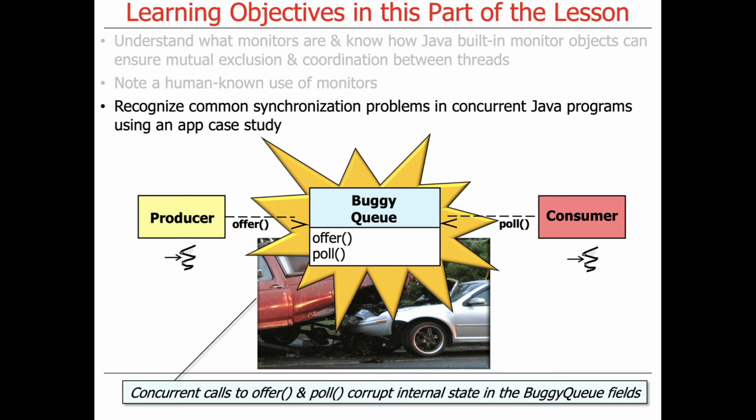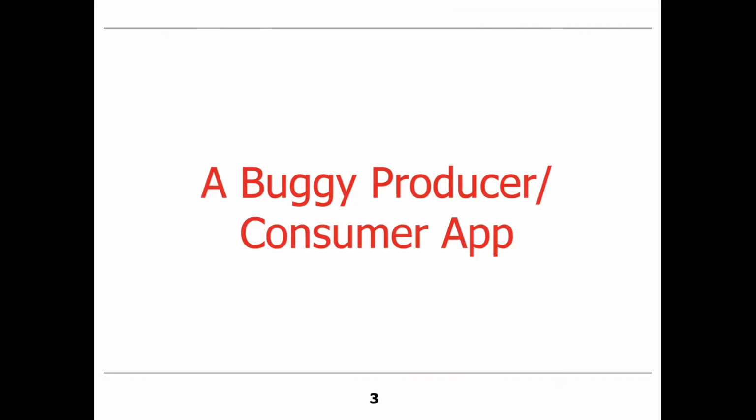The way this is going to work, we're going to start off by looking at what not to do. And then once we understand what not to do, we're going to talk about what to do using Java's built-in monitor object synchronization and features for mutual exclusion and coordination. The issue here is that we're going to have a so-called buggy queue that will have problems if a producer and consumer thread simultaneously call methods on that queue, and that will end up corrupting the internal state of the fields in a buggy queue object because there's no synchronization being used initially. So we'll see how this works.